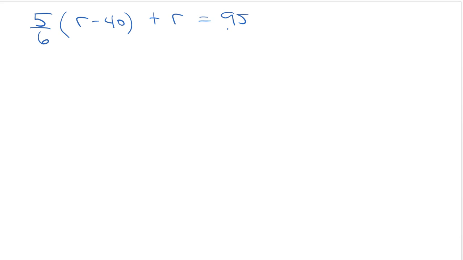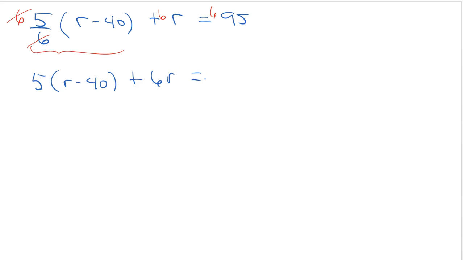Now, what I would like to do is eliminate this 6 right here. I know you've heard the term clearing fractions, or maybe you have, but I've discussed it in the video. To clear fractions, you look at all your denominators, I only have one, and you multiply every term by that denominator. So I multiply by 6 right here. Now that's considered one term because it's all multiplication. I'm going to multiply 6 right here and 6 right here. Okay, now why did I do that? So this 6 cancels with that one, and that leaves me with 5 times r minus 40. Plus, now nothing cancels here, that's just 6r is equal to, and in my calculator I'm going to type 6 times 95, and I've got 570.